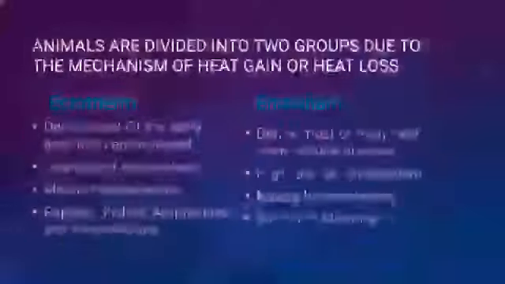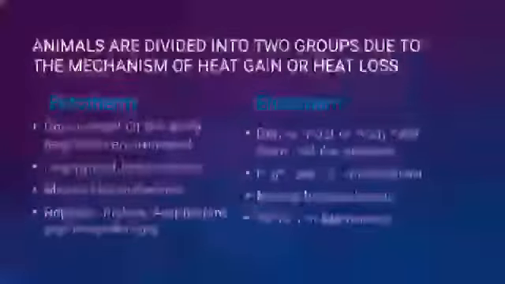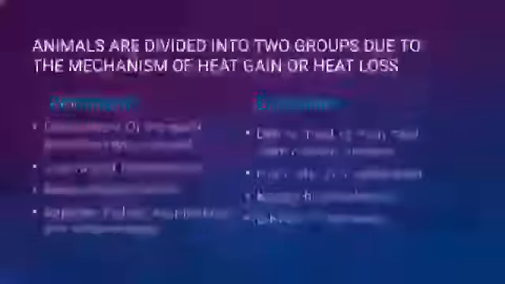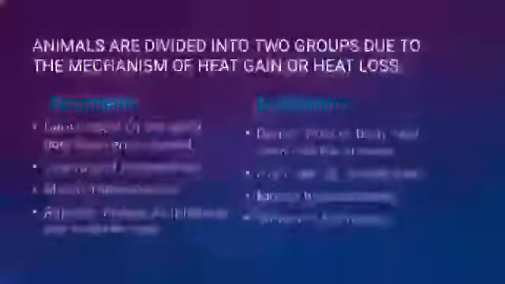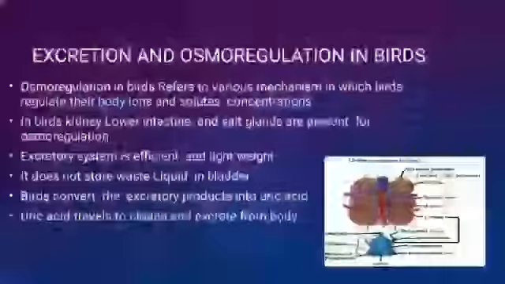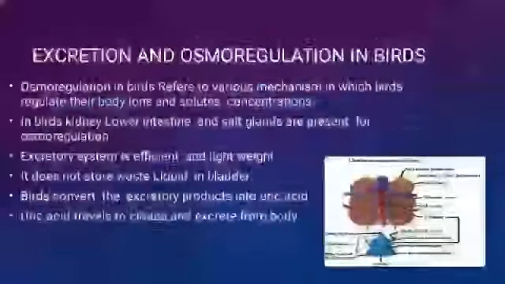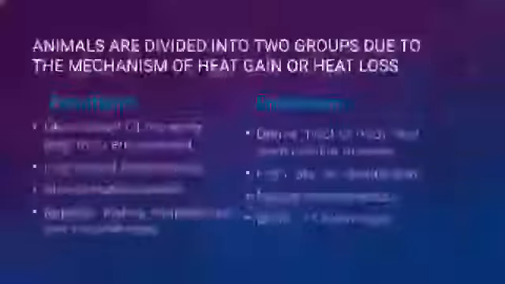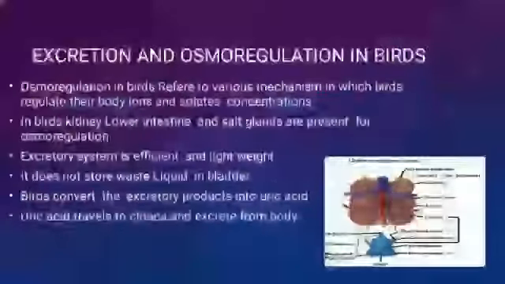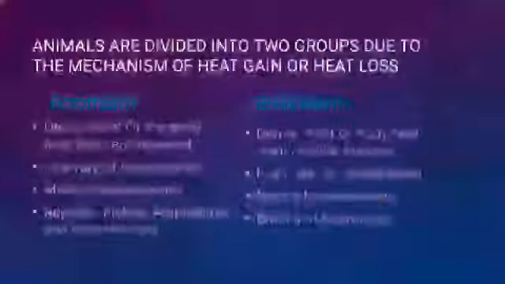Then, excretion and osmoregulation in birds. Osmoregulation in birds refers to various mechanisms by which birds regulate their body ions and solute concentration. In birds, the kidney, lower intestine and salt glands are present for osmoregulation. The excretory system is efficient and lightweight. It does not store waste liquid in a bladder. Birds convert the excretory products into uric acid. Uric acid travels to the cloaca and is excreted from the body.